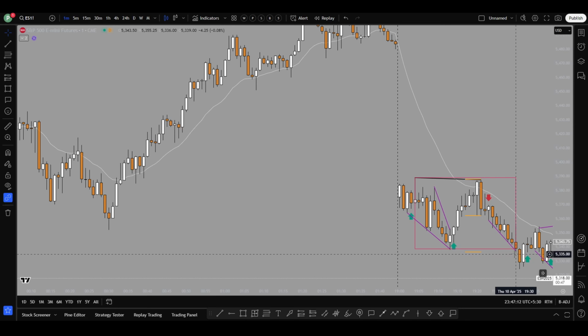Strong bear leg. Okay, not very strong, but a decent enough bear leg. This was first attempt to go lower, and this is the second attempt to go lower. So this is a pullback structure. You can short one tick below this bar, put your stop loss here. But what's happening? What is the context here?